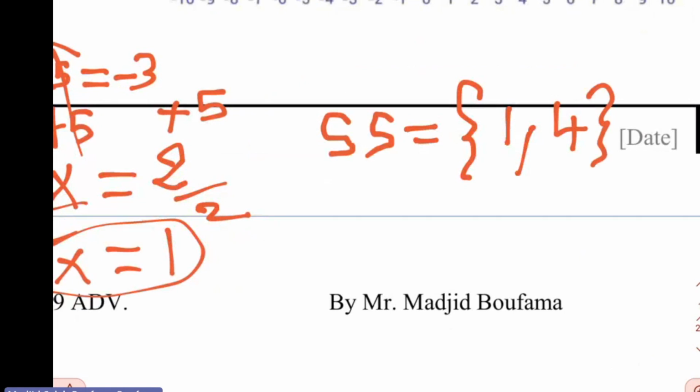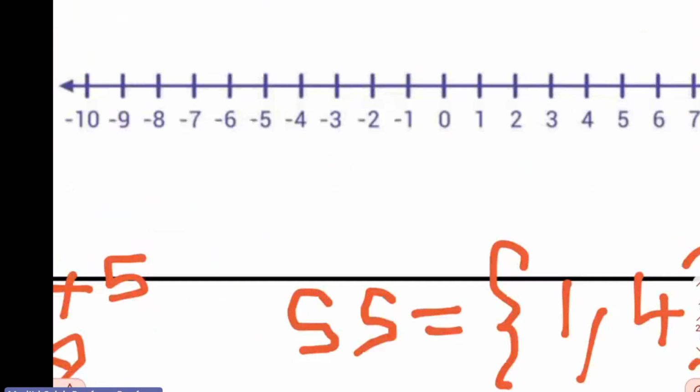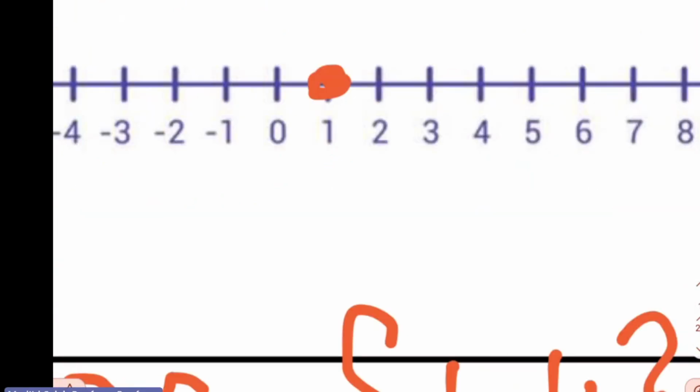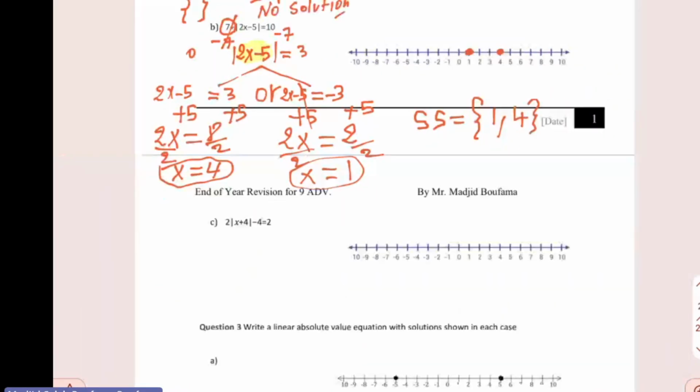These are your solutions, okay? And when you graph them, just go to the line and put a dot on the 1 and another dot on the 4. And that's it. This is how you solve this question.